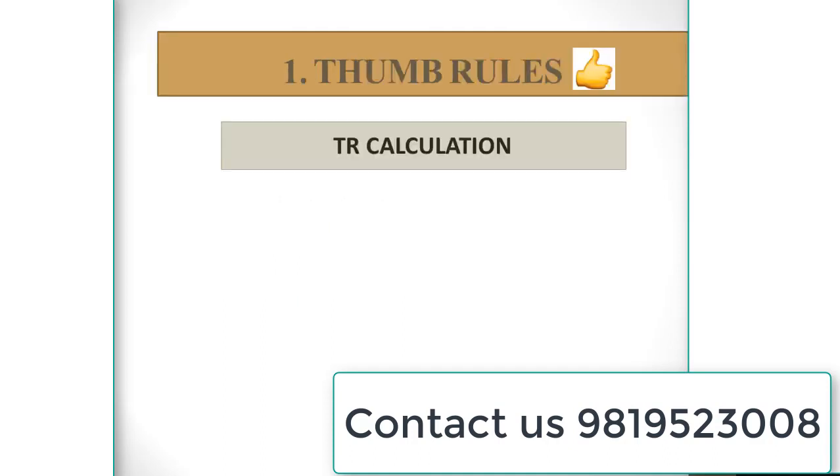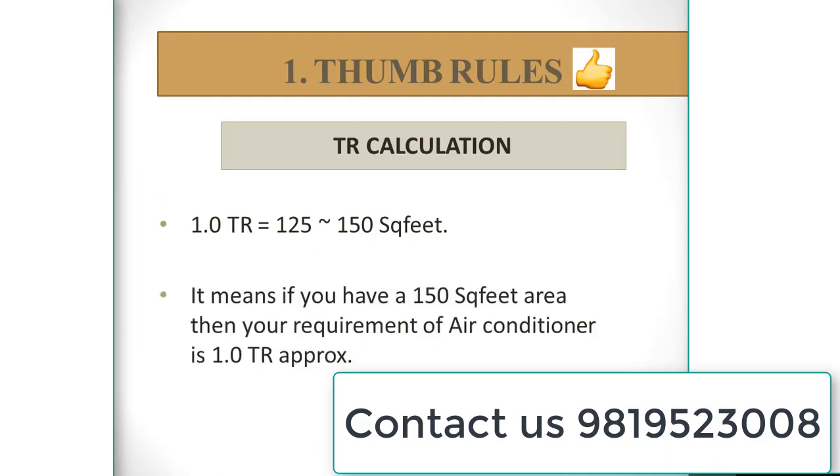The first is thumb rules. There is the thumb rule for tonnage calculation. 1 TR is equal to 125 to 150 square feet. It means if you have a 150 square feet area, then your requirement of air conditioner is 1 TR approximately.